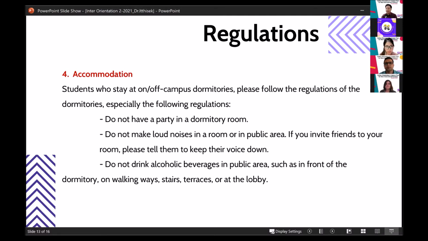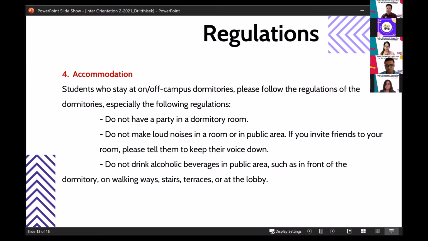And the second point is related to this. If you have a gathering inside your room, then we ask that you keep the noise low so that it does not disturb anyone. Okay. And the third one is more important. It's about alcoholic beverages.